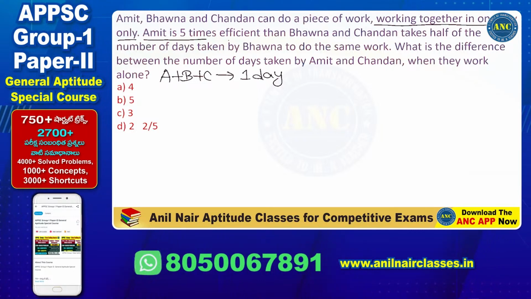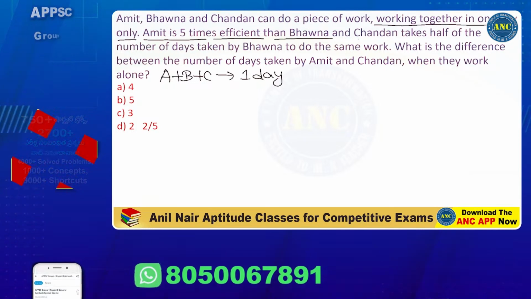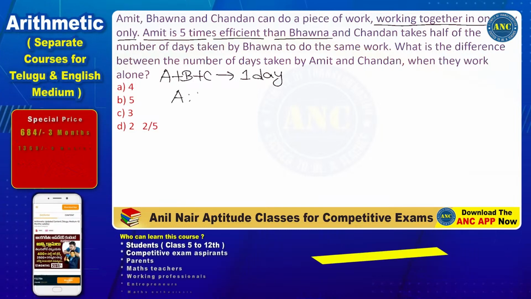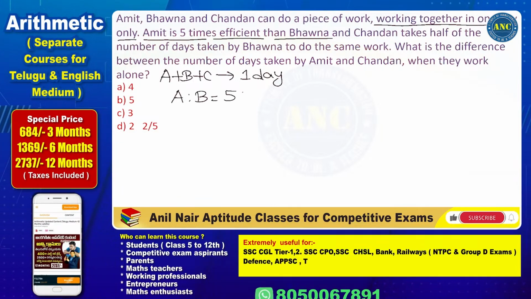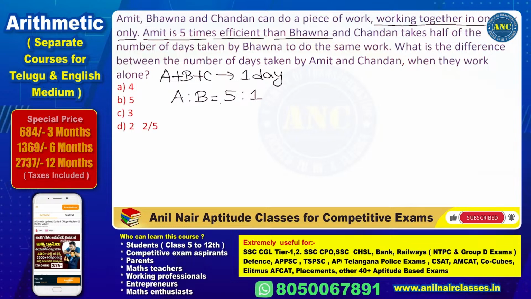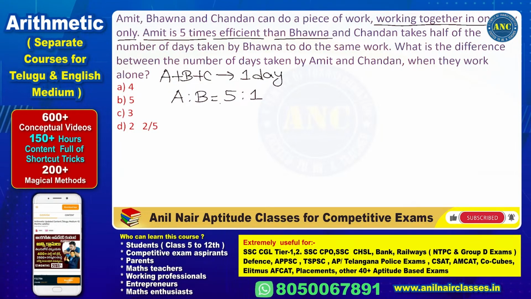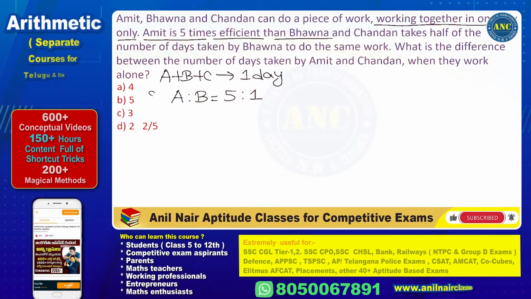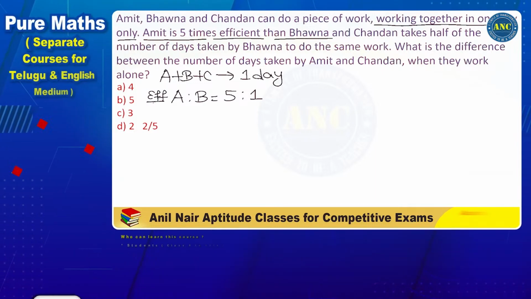Next, Amit is 5 times efficient than Bhavna. Okay, let me write it. Amit is 5 times efficient than Bhavna. That means Amit will distribute 5 chocolates per day. Bhavna will distribute only 1 chocolate per day. So remember, this is efficiency ratio directly, right?